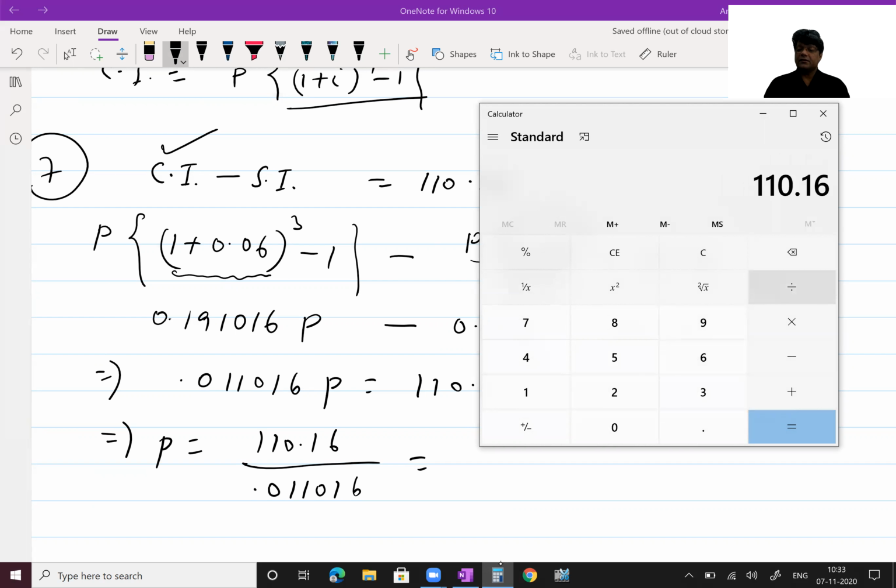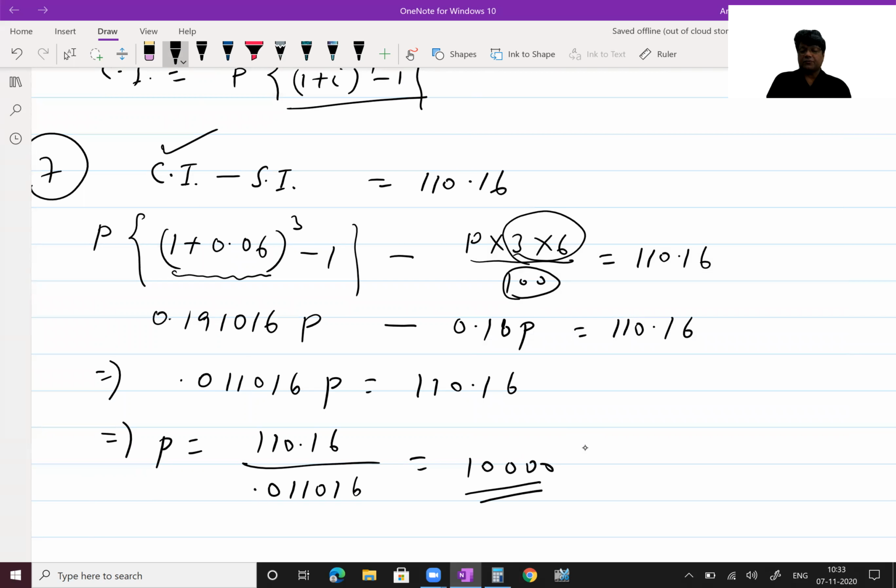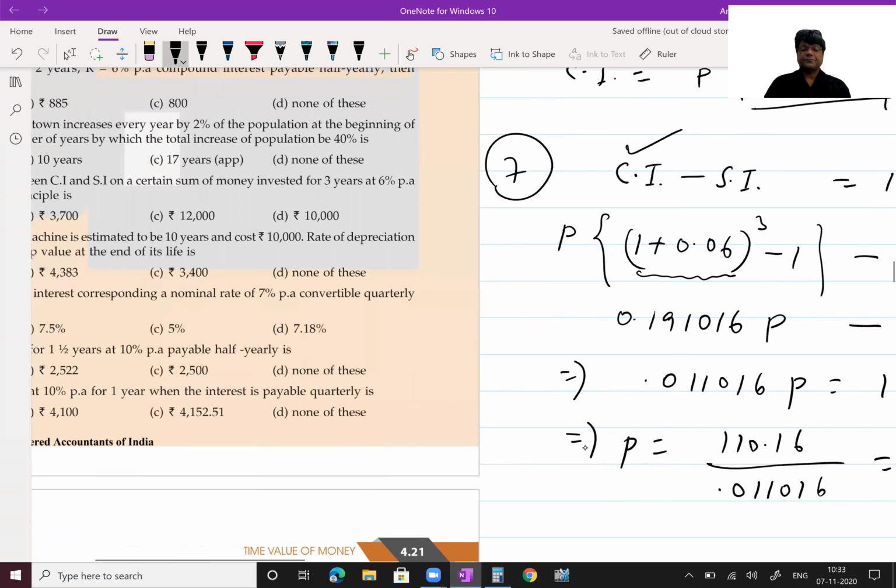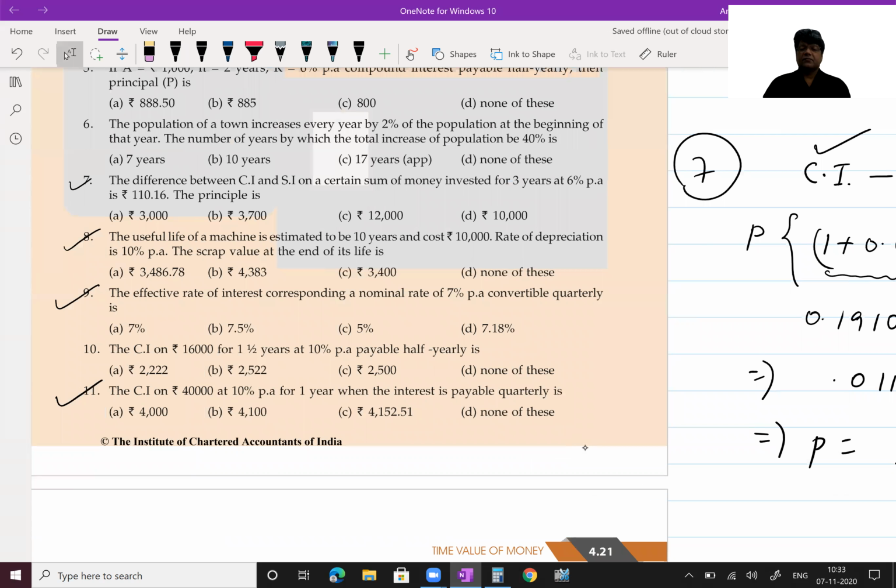110.16 divided by 0.011016 is equal to 10,000. 10,000. Any option? 10,000, option D. Question number 7.